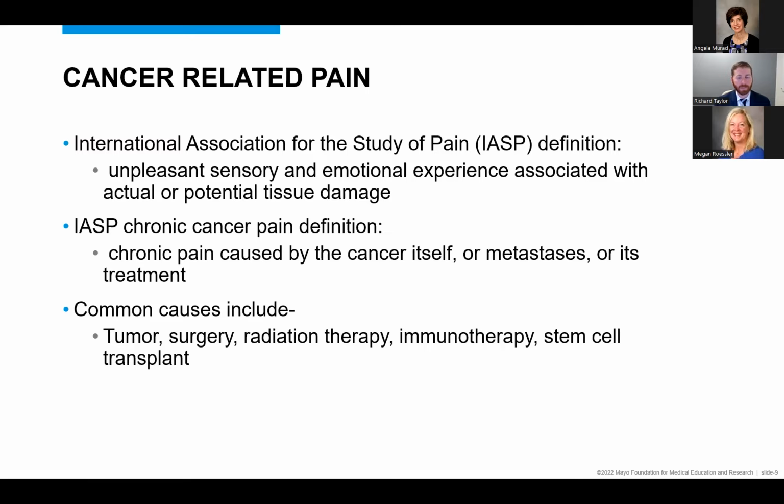The chronic cancer pain definition is a little bit different, but this is pain caused by the cancer itself or the spread, the metastasis, and or its treatment. Because we know that even treatment can cause some inflammation and therefore pain. Common causes include the tumor directly, surgery, radiation therapy, immunotherapy, as I mentioned earlier, and of course, stem cell transplant. Those are just a few of the causes. There are many.